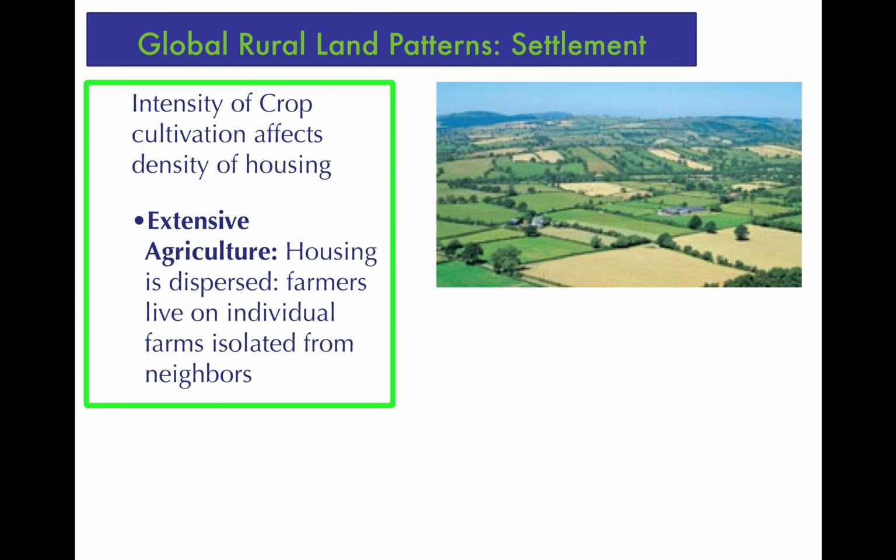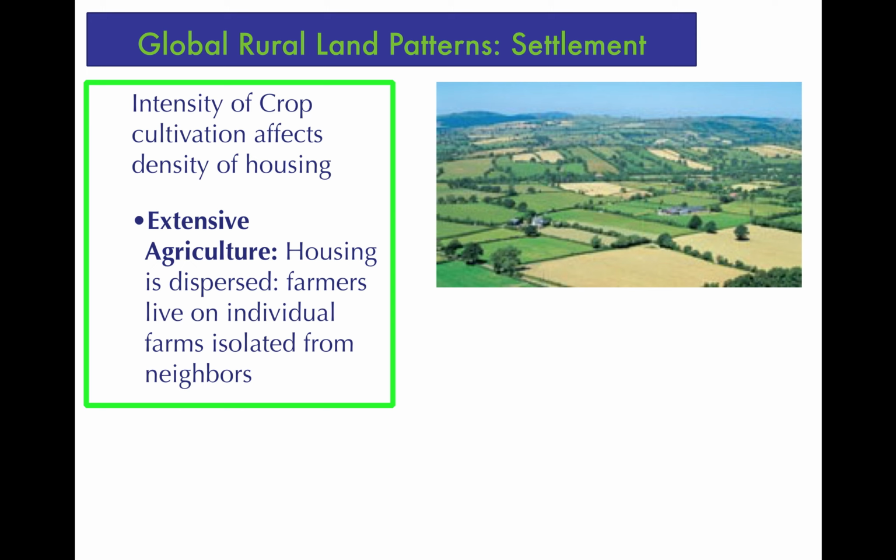All right, now, one more thing as we're talking about rural land patterns is where people settle. So we just discussed different ways in which land is divided. You can see right there that that's a picture of the township and range settlement pattern. The type of agriculture that a place practices also affects where people live, where they settle. More specifically, the intensity of crop cultivation affects the density of housing.